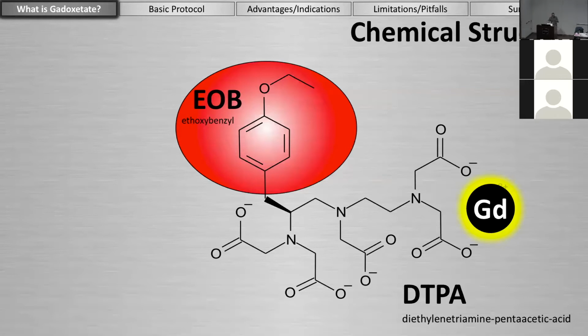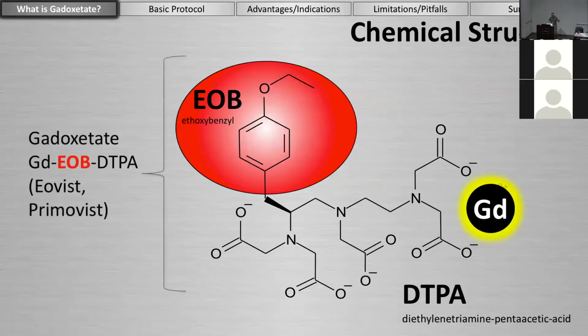So if you ever hear someone talking about gadolinium EOB, they're talking about this particular contrast agent, gadolinium DTPA EOB, which is commercially known as Eovist in the United States, Primavist in the rest of the world, and generically known as gadoxetate disodium. It's sometimes also known by its acid name, gadoxetic acid. So all of those are the same: gadoxetic acid, gadoxetate disodium, gadolinium EOB, Eovist, Primavist, all different ways of saying the same thing.